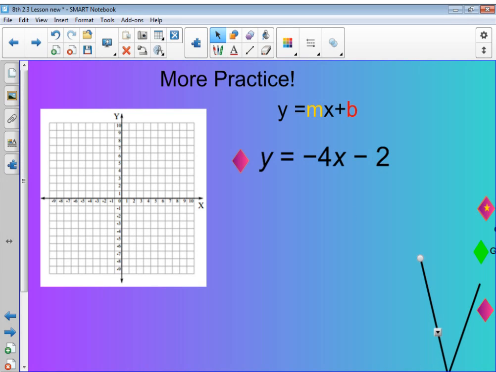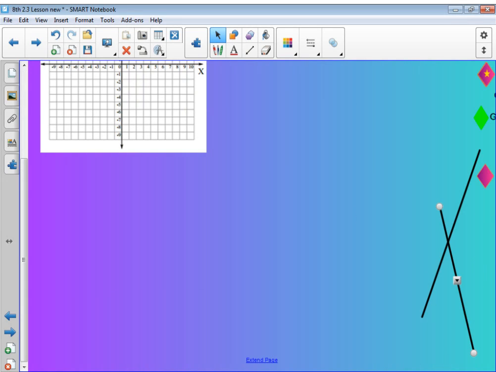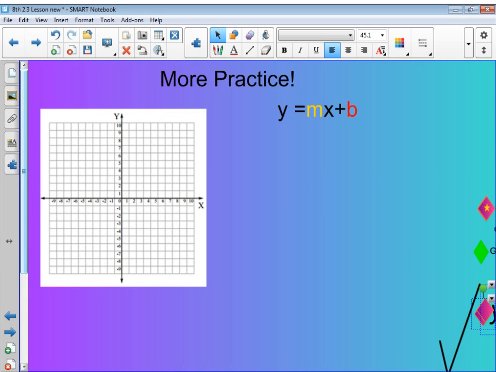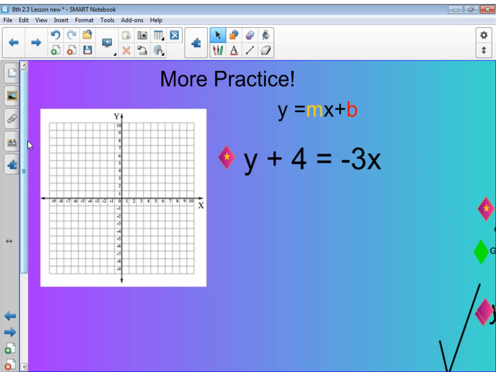But unfortunately, they're not always going to do that to us. So sometimes they're going to give us ones where they're a little more complicated. So here's our first one. We have y plus 4 equals -3x. So we need to work to get it to say y equals. So we practiced these a little bit in lesson 1, and we're going to continue to practice. It's just that today we're going to go ahead and graph that.